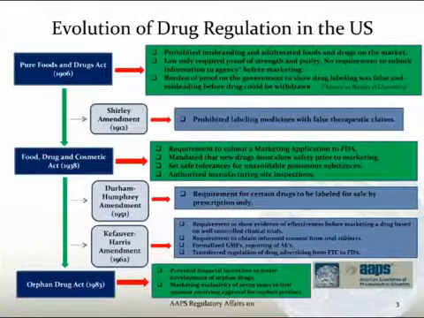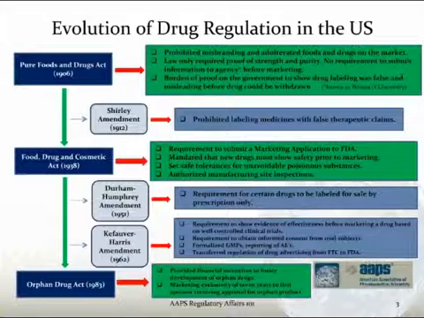So the evolution of drug regulation in the United States. Drug regulation in the U.S. predates the Food and Drug Administration that we currently know, and this has evolved over many decades. The Pure Food and Drug Act of 1906 prohibited the interstate commerce of misbranded and adulterated foods and drugs.